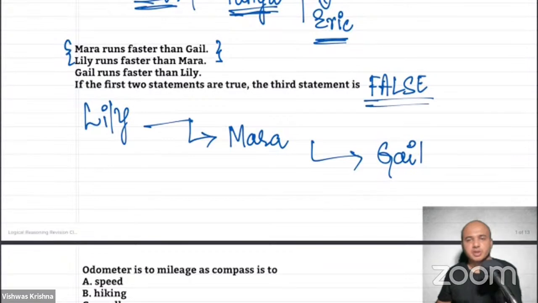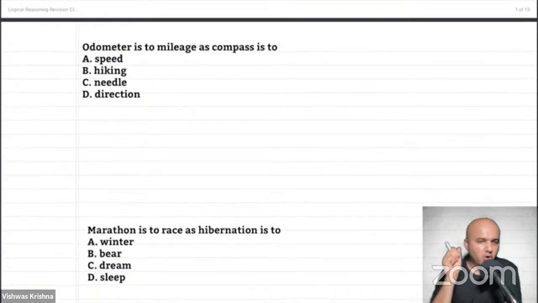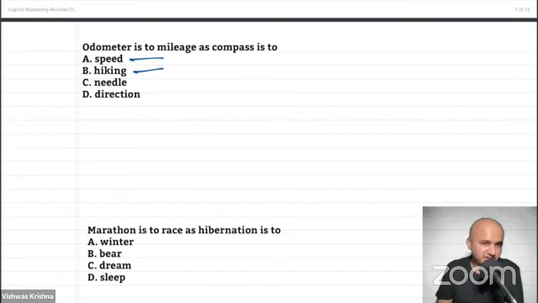Okay. Now let's move on to a different question. This is an analogy based question. Odometer is to mileage. Odometer measures the mileage, apparently, as compass is to dash. What does a compass measure? Does it measure speed? Does it measure the hiking elevation? Does it measure the needle? I don't know what it is. Does it measure the direction?